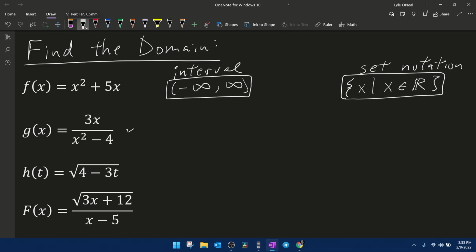Next function, here we have a rational function. A rational function is a function with a fraction that has a variable in the denominator.